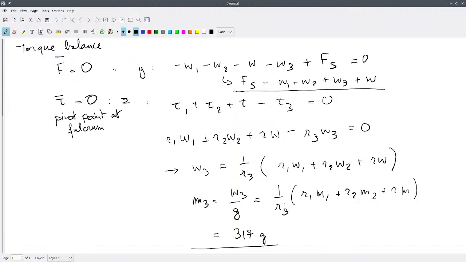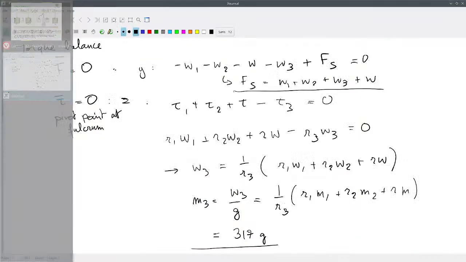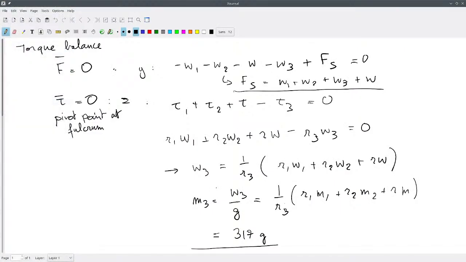So why is this a useful problem? Well, first of all, it's useful because it allows you to use static equilibrium. But why is this a useful device? If we look at the determination of mass 3, if we had an unknown mass that we're trying to determine, we can determine this mass using only distances and other masses. So if we know our masses m1, m2, and m, and we know the distances r1, r2, r, and r3, then we can determine m3.